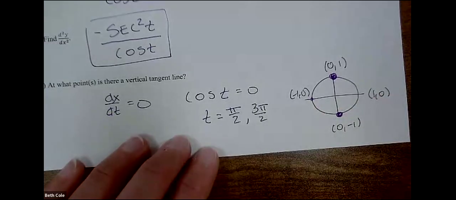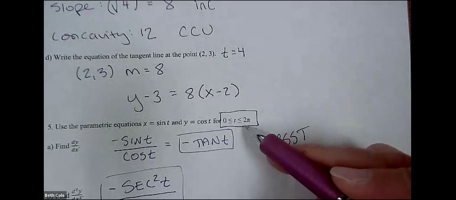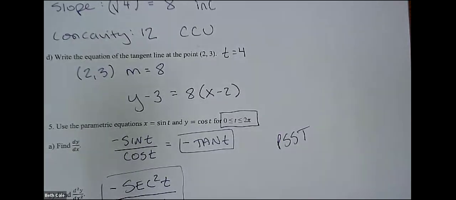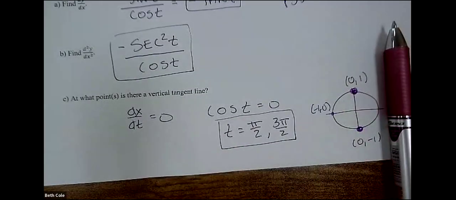So let's talk about that, though, because negative pi over 2 is not wrong, but is it on the interval that they gave? No. You have to be really careful about that with the unit circle, because you can rotate around and around, or you can rotate backwards. So you have to be really careful with the interval that they give you.